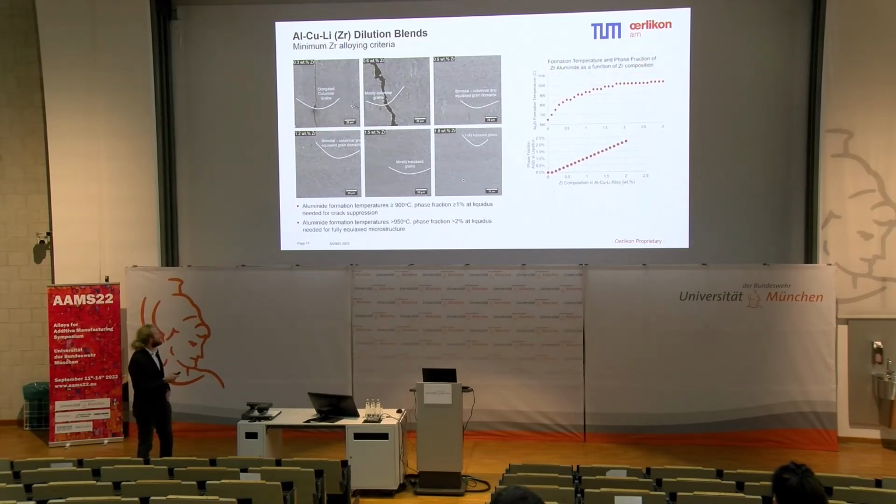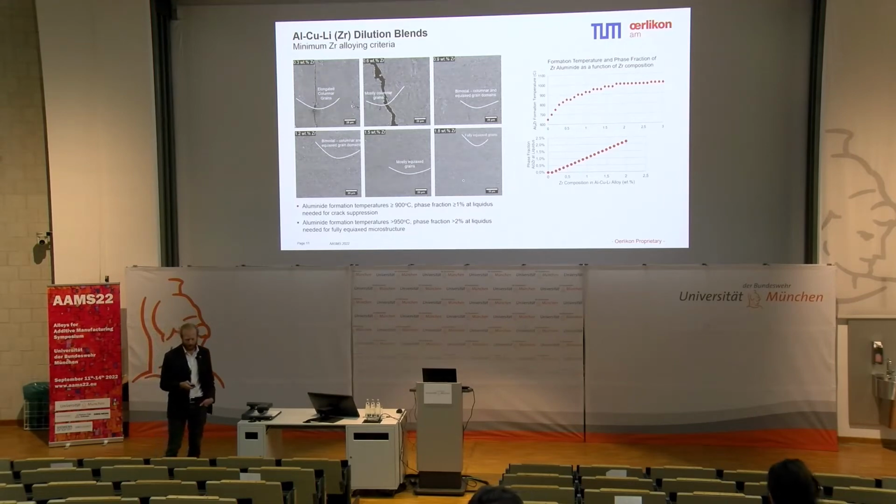And basically we can just link these experimentally observed values to the phase fraction of the aluminide at the liquidus temperature, in this case around 670 degrees Celsius. At 1.8 weight % zirconium, that's where we get the fully equiaxed grains. That's around 2% total molar phase fraction of the aluminide precipitate. And at 0.9 weight %, around 1% molar fraction of the precipitate is where we can say that we can stop cracking.